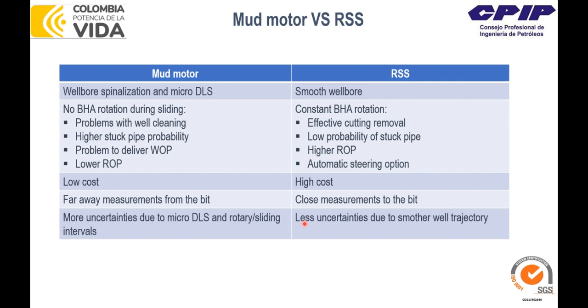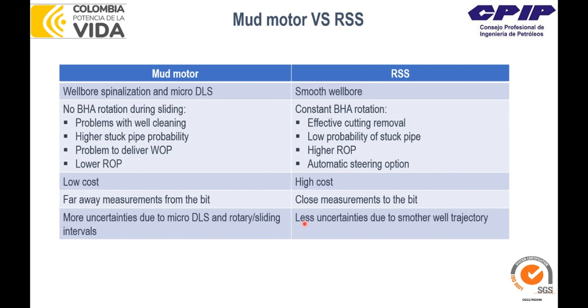As a result, the error in true vertical depth is less. The error due to the survey interpolation is less. So all these errors and uncertainties related to the drilling of the trajectory and to calculating the trajectory are less with using the rotary steerable system.